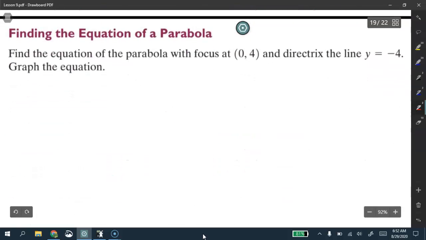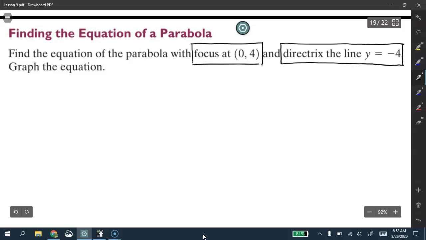Okay, now the question says find the equation of the parabola. So this time we're going to find the equation. We're not analyzing an equation, we're finding an equation, and they're giving us a few hints. It says that first of all, it's got a focus at 0, 4, and the directrix is the line y equals -4. So you might be looking at this going, where's the vertex, right? And so that's the type of thing that we're going to tell.